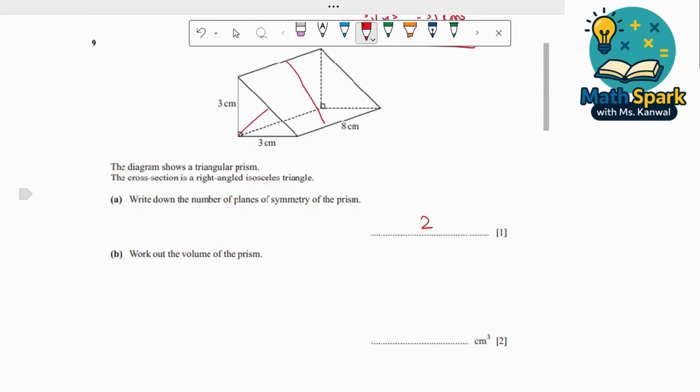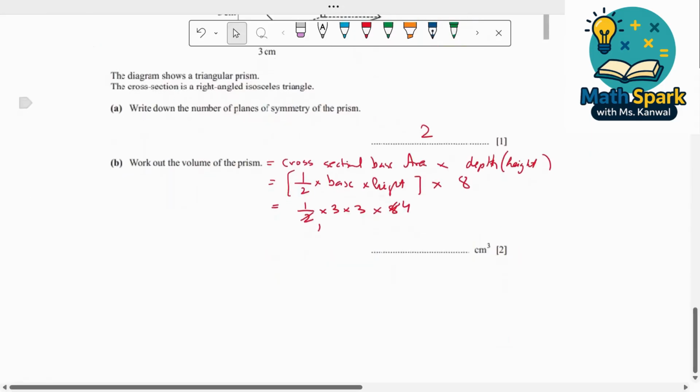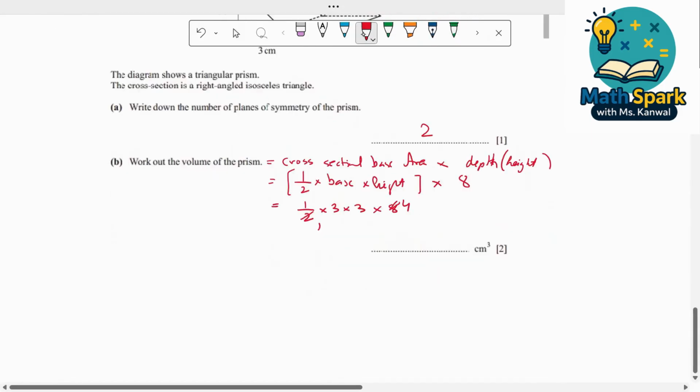Next comes the volume of the prism. The formula for the volume of a prism is cross-sectional base area multiplied by depth or height. 1 upon 2 base into height, and here the depth is 8. So we get 36 centimeters cubed as the volume of the prism.